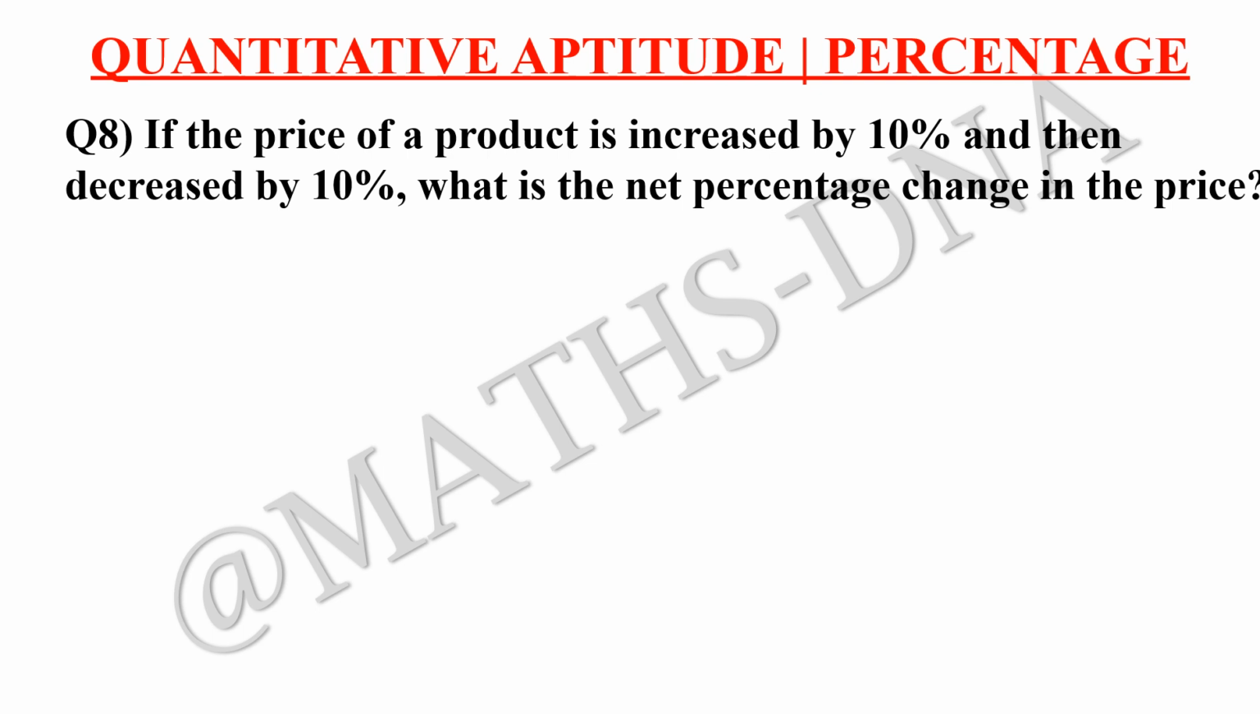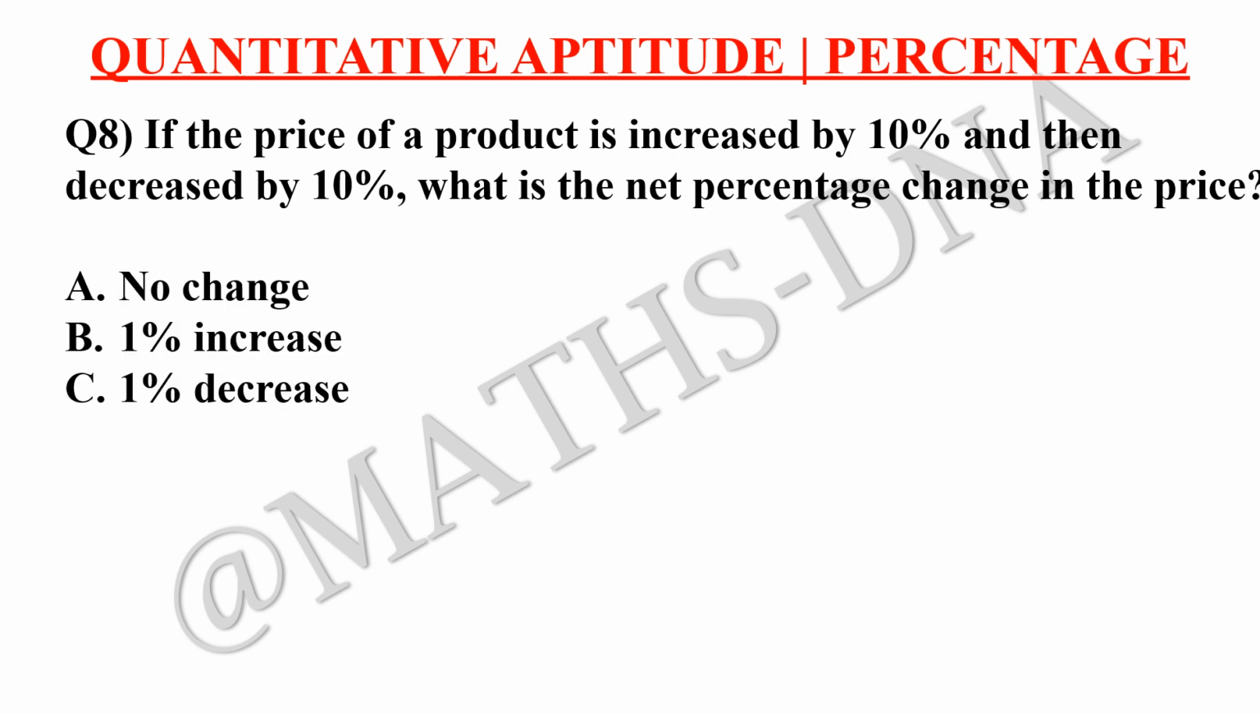That's not the case. As we discussed in the second and the fourth question, you can consider the price to be 100. If it is increased by 10, it is 110, and then decreased by 10, that is 11 rupees is decreased, so it will be 99, and there will be 1% decrease. Let us solve it. The options are no change, 1% increase, 1% decrease, and 2% decrease.